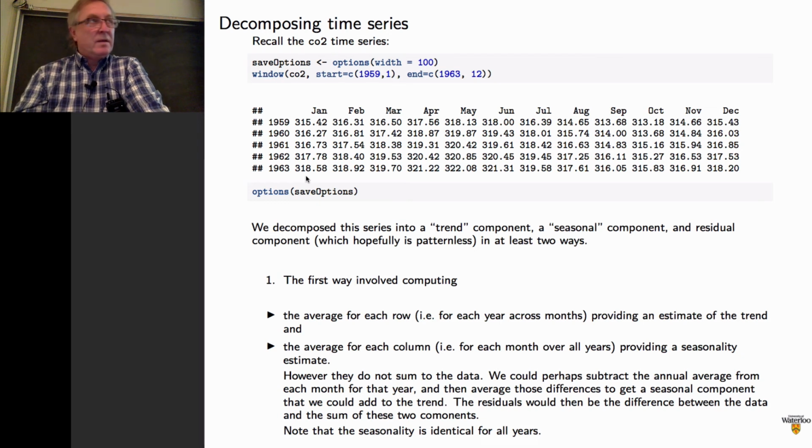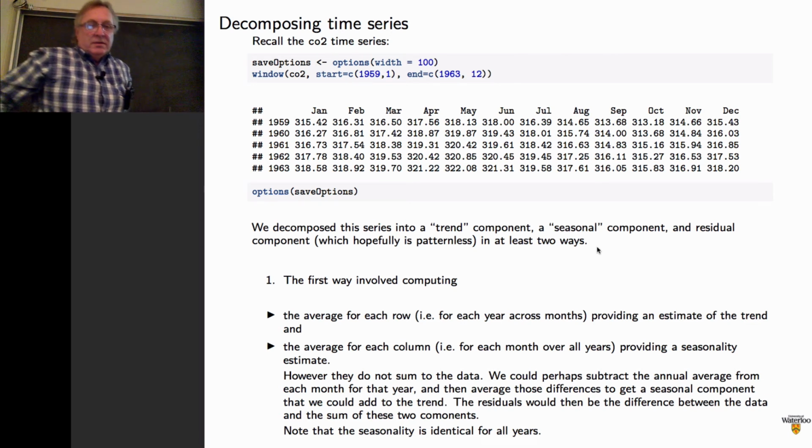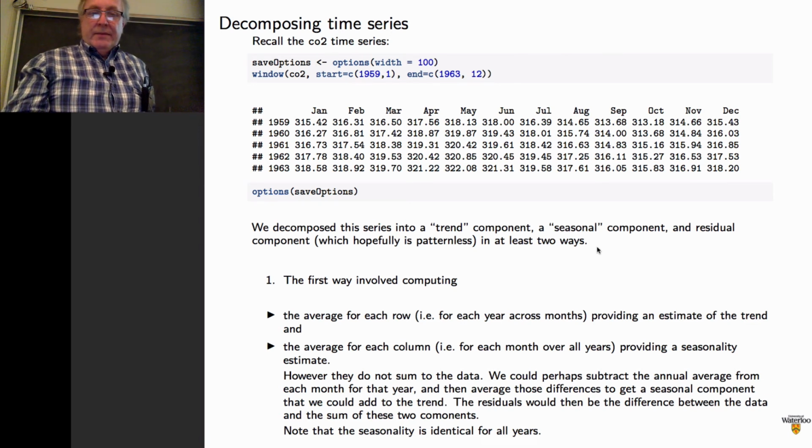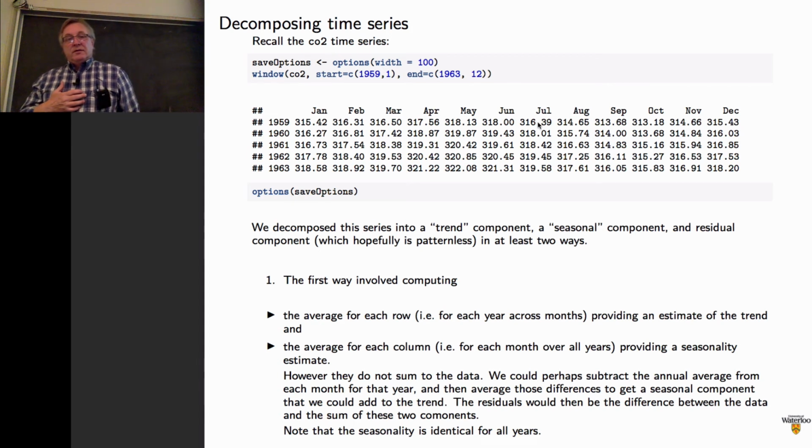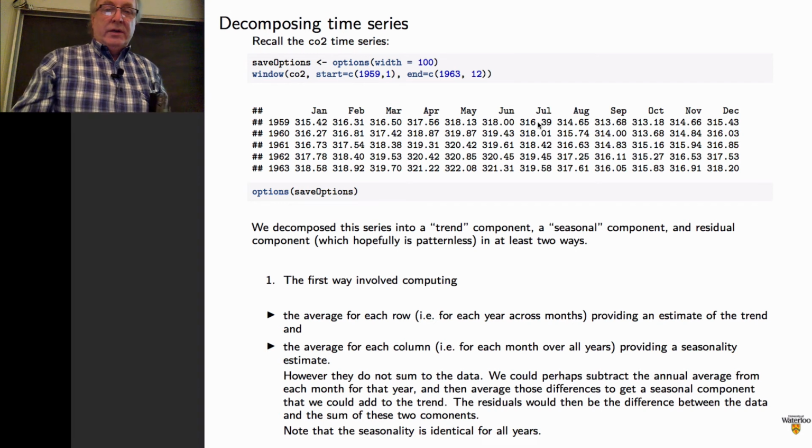Okay. And I end up with identical seasonality for all years. So that's the first thing I did for you. Another way to behave is to think about any particular month here to try and get the trend, rather than take the average for that whole year. When I took that average for the whole year, I replaced January by the average of those 12 values, February by the average of those 12 values, etc.